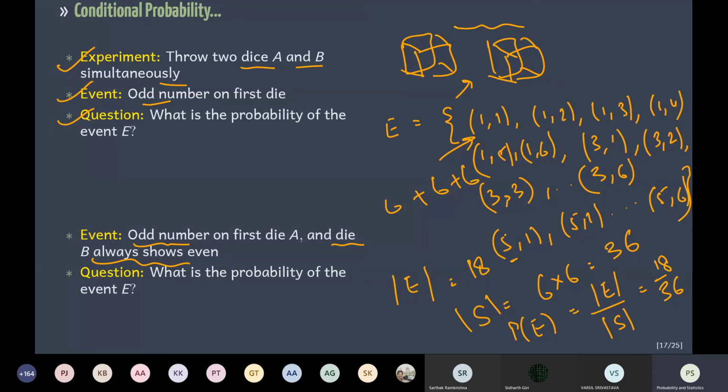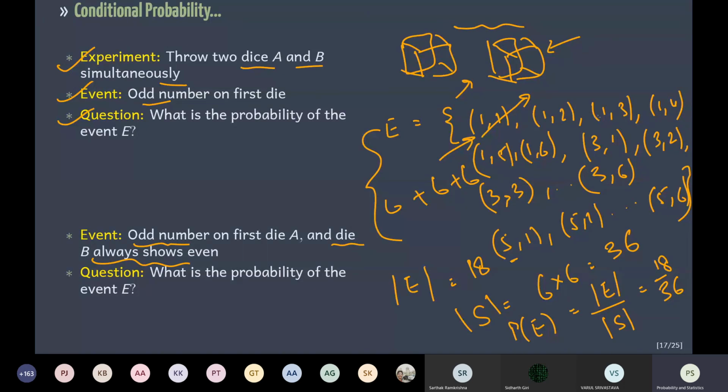This is what we mean by conditional probability, where some condition is already given. For die B, I am already given that when I throw die B, the outcome is going to be even. In that case the sample space will change, because these cases are going to be removed. This is something I have been told by someone, that die B is even.